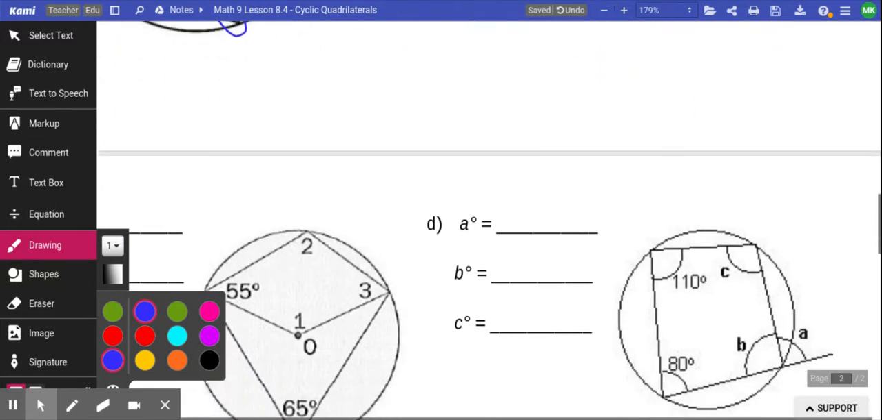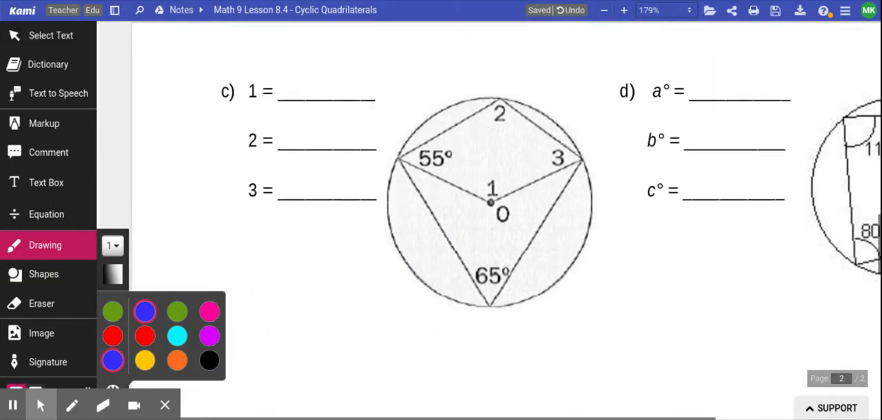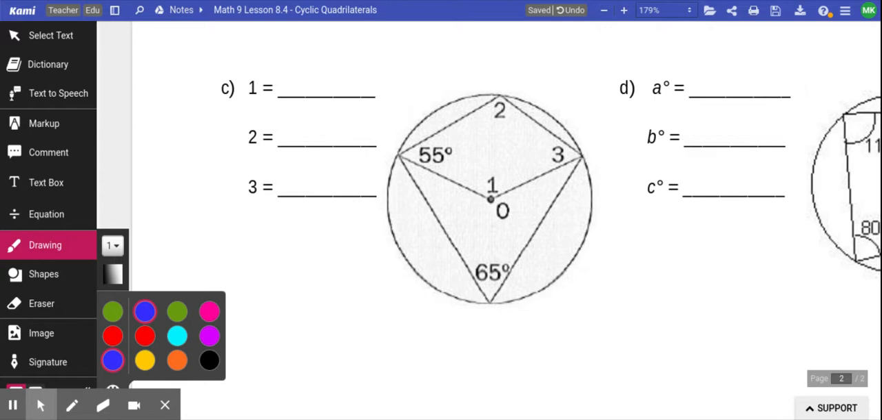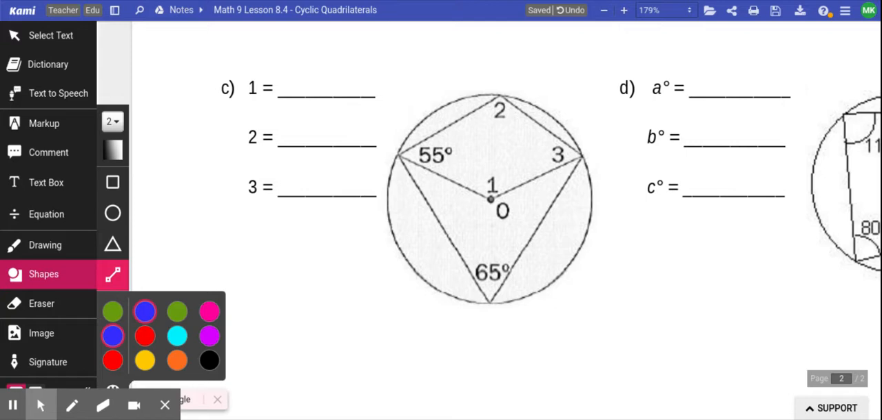Wonderful. Let's do a couple harder questions. So looking at C here, we've got a few different sets of angles. We also have some weird things going on. The first thing I want to do is show you that we do have two quadrilaterals here. The first quadrilateral is this little guy right here. The second quadrilateral is this bigger one.